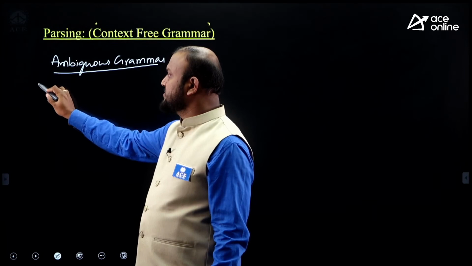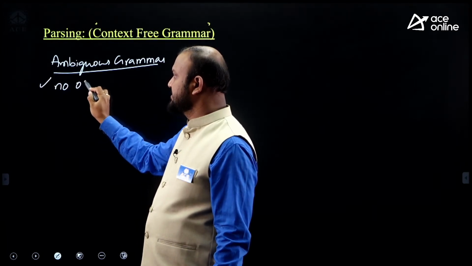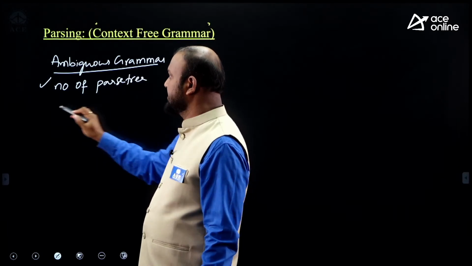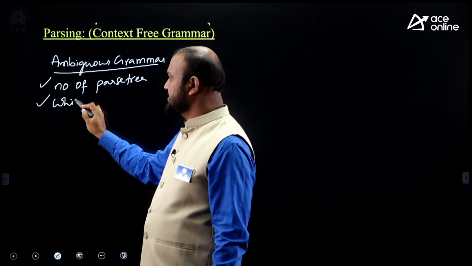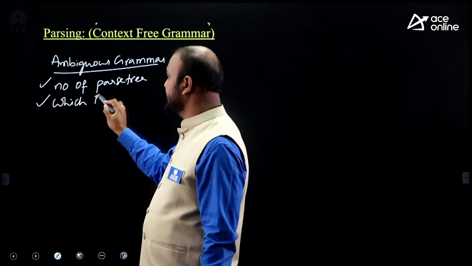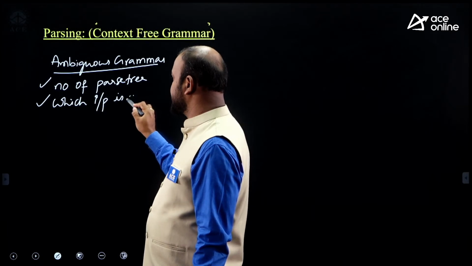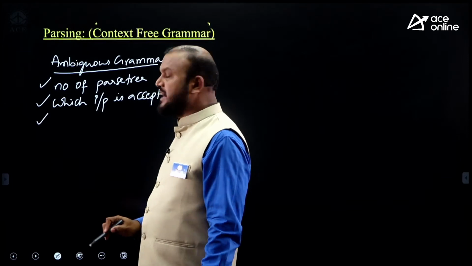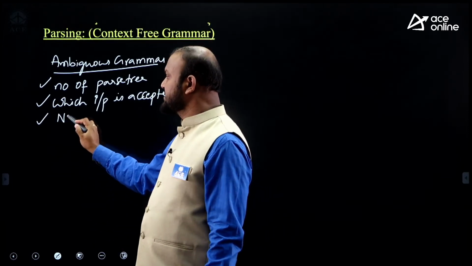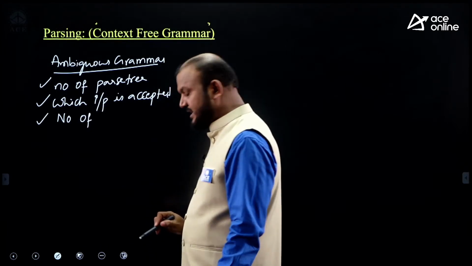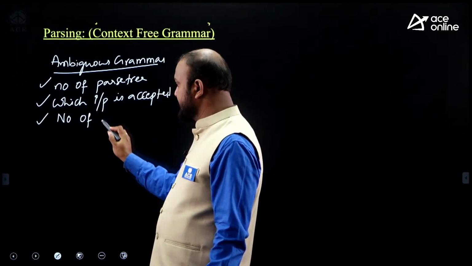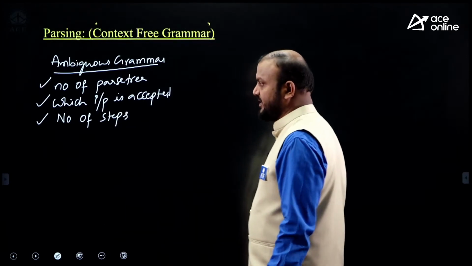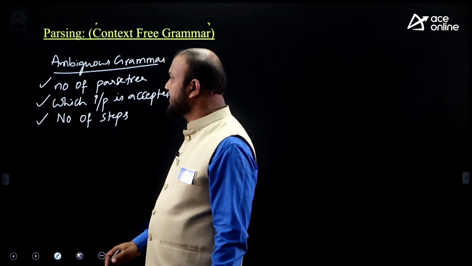Questions are possible on the number of parse trees for the input sentence. Another kind of question is which of the following inputs is accepted by the grammar. Another question is, to parse the input, how many steps are required? This was also asked in the 2007 GATE examination. The number of steps in the parsing process could also be one of the questions.